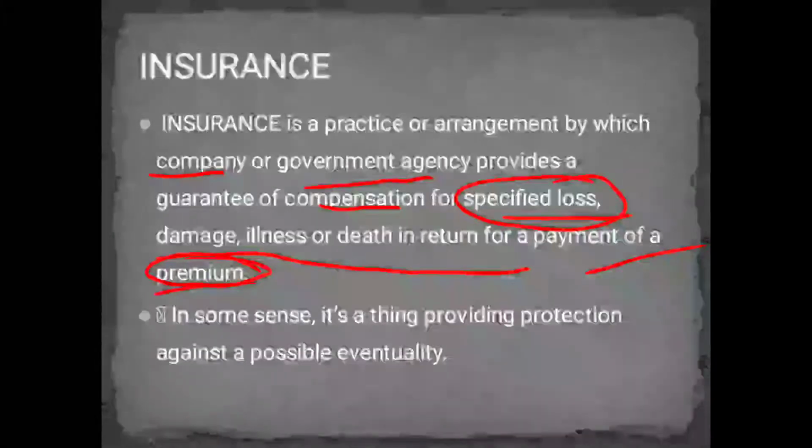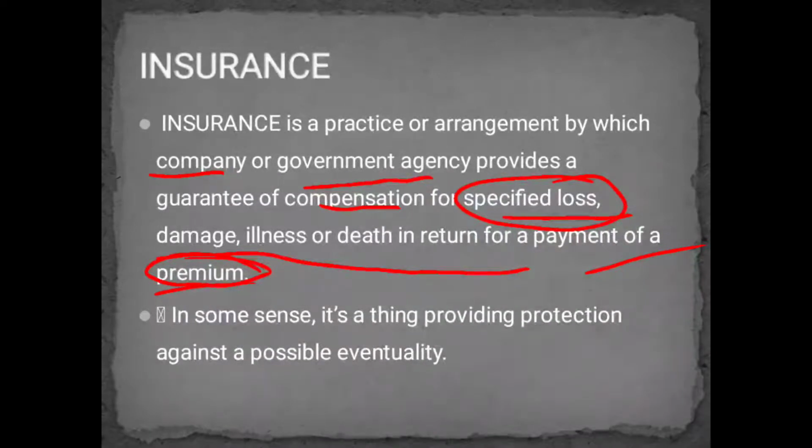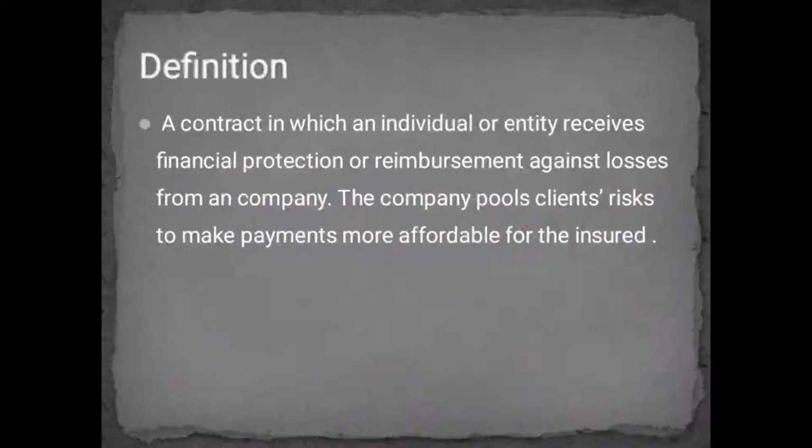In another way we can say insurance provides protection against a possible eventuality. We don't know the future. There are risks involved, there are uncertainties. So protection against a possible eventuality is a guarantee providing a certain hope that is given by the company, and that is called insurance. Now, next we'll move on with one definition.